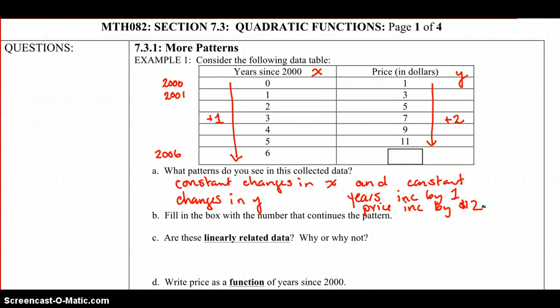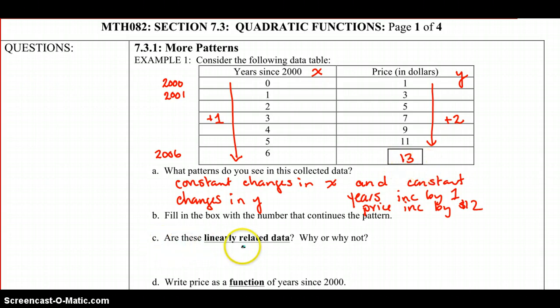Okay. So then we were asked to fill in the box with the number that continues this pattern. So if we keep adding 2 to get from 11 to this next box, we would predict that in 2006 the price was $13.